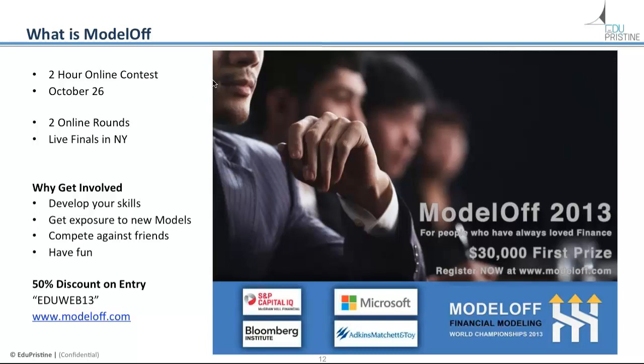And if you think you have to be really old and experienced to win a competition like this, keep in mind that the person who won Modeloff last year was a 24-year-old from New Zealand. So don't assume you have to be in your 30s or have many, many years of experience. Financial modeling is picked up by many different people at many different rates.